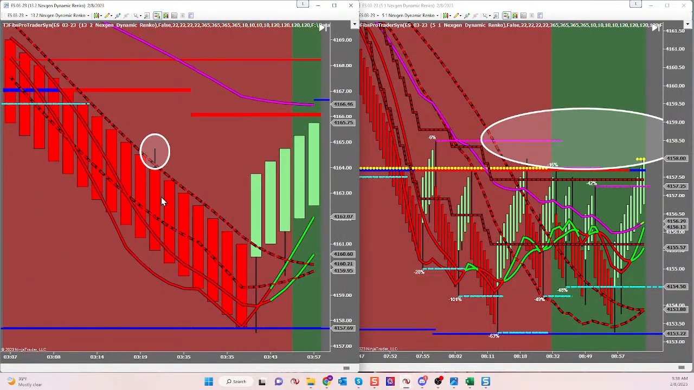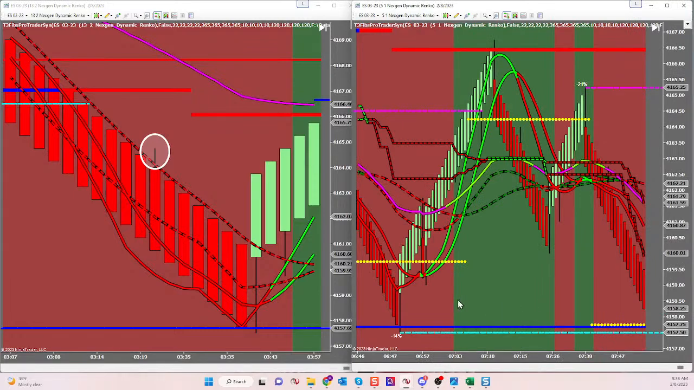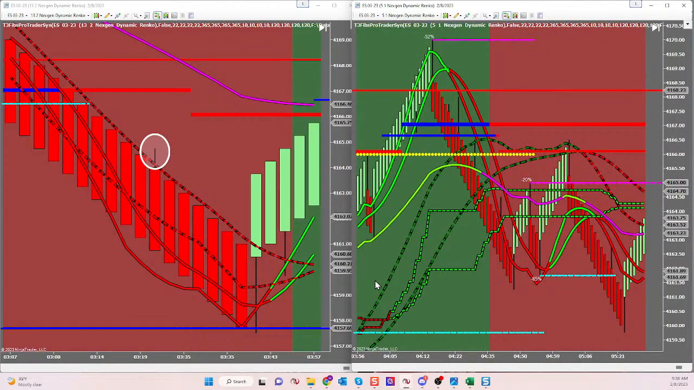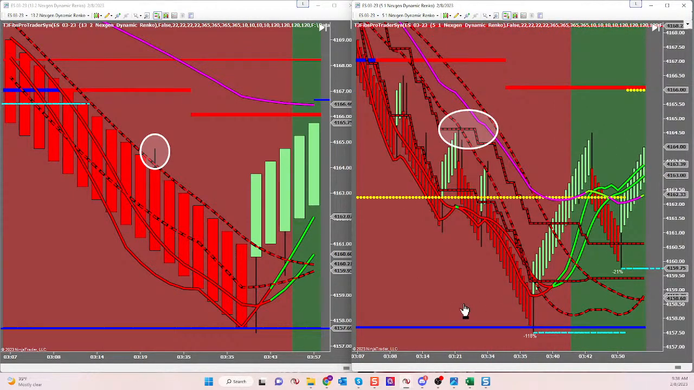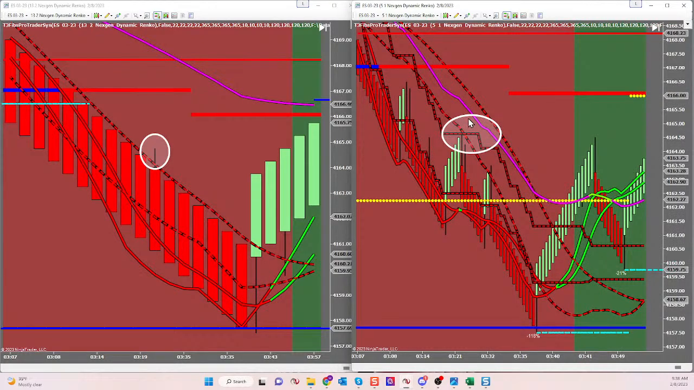Let's go back to 330. There's another one of our circles. And that one didn't quite make the areas, did it? Didn't quite make it to that area of resistance inside of favorable large triggers.